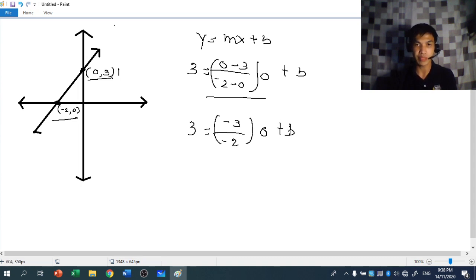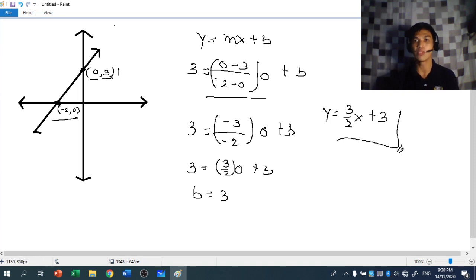And then, yan. So, pwede ko na makita. So, 3 is equal to the quantity of 3 halves, that is my slope, times 0 plus b. So, we can now multiply 3 halves by 0. That will be equal to 0. So, b now is 3. So, my equation of the line will be y is equal to 3 halves x plus the value of b, 3. That will be the equation of the line.